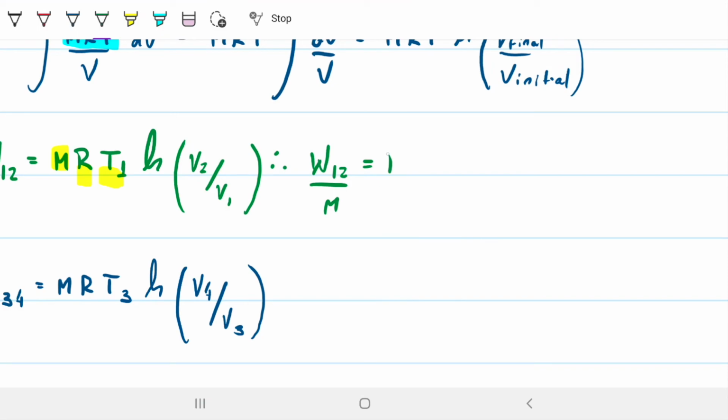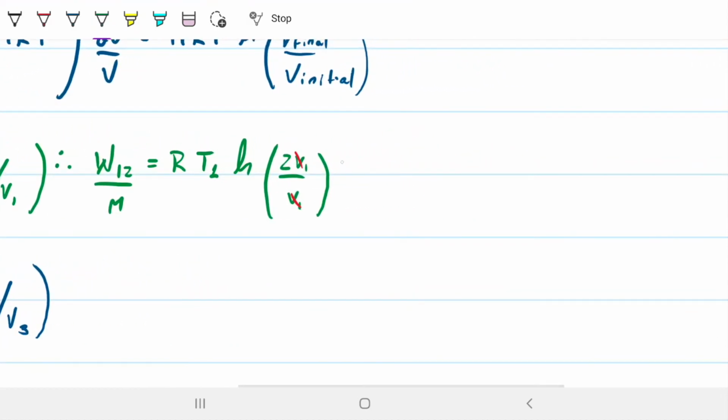So in this case, we have R, and we can sub in R if you want to already, but you don't have to just for now. T1 we know as well. And the natural log of, remember V2 is just 2 times V1, so V1 over V1 means that this is just natural log of 2, right? So I can rewrite this one more time as R for air, 0.287. This is R for air at 300 Kelvin. Temperature 1 is 500 Kelvin. And then the natural log of 2.